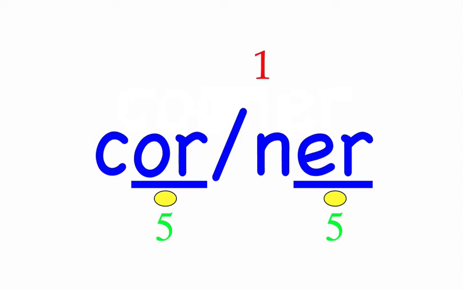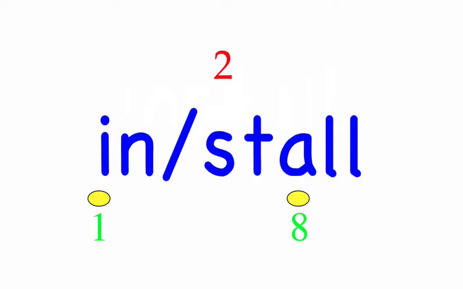Install. Install. I need to install an alarm. Install. In, 2 sounds: i, n. Stall, 4 sounds: s, t, a, ul. Install. Mark the word. Remember, when A comes at the end of a word followed by L, it will usually represent its extra sound, aw, and that's vowel group 8.